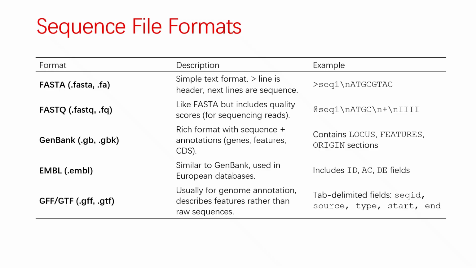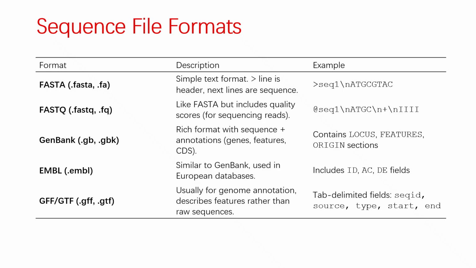These are files that store raw DNA, RNA, or protein sequences. FASTA, probably the most common format. Each sequence starts with a greater-than header, followed by the sequence itself. It's simple and widely used for bioinformatics tools.